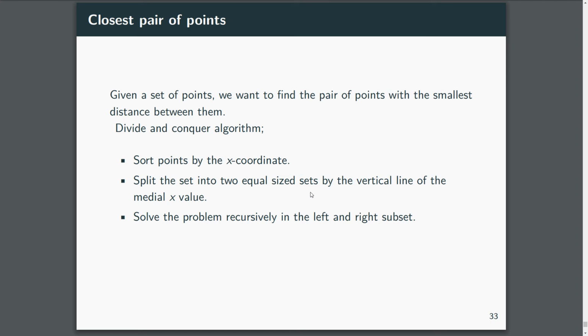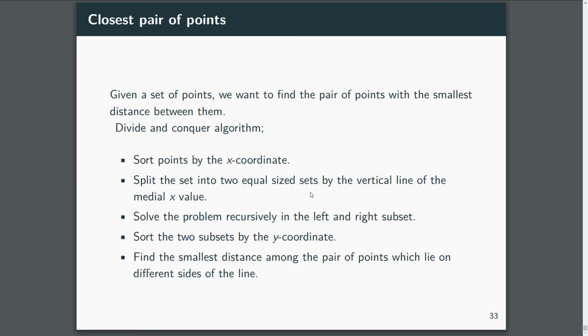We solve the problem recursively in the left and right subset. Then at the end we sort the 2 subsets by their y-coordinate. And then we find the smallest distance among the pair of points which lie on different sides of the line.